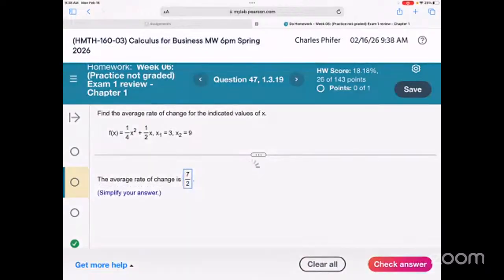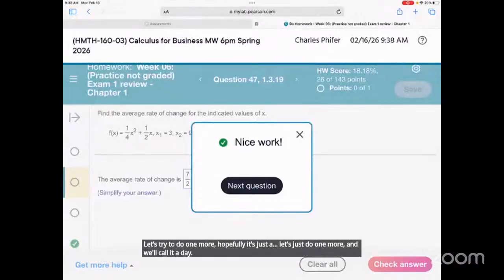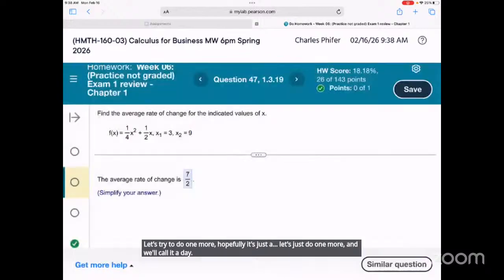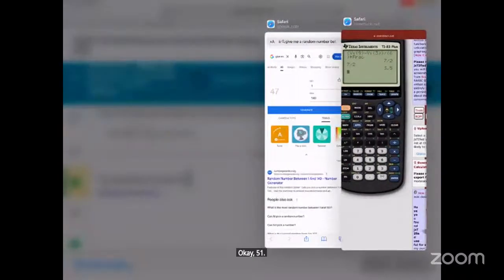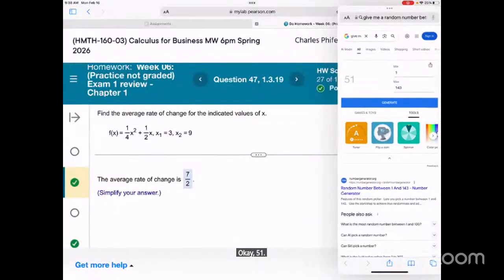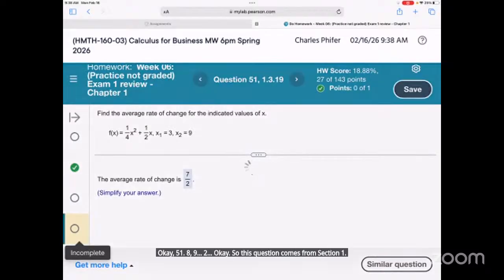Okay. So again, if you have questions, you have to type it in the chat. Let me see. Let's try to do one more. Hopefully, let's just do one more and we'll call it a day. Okay. So this question comes from section 1.3, question 37, business economics.